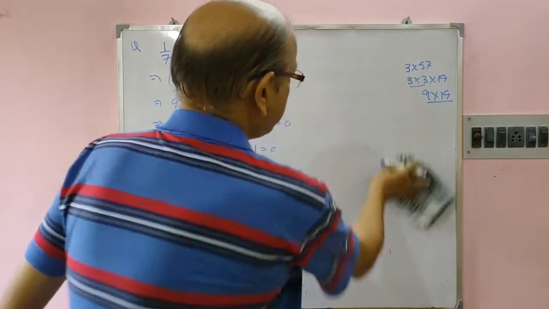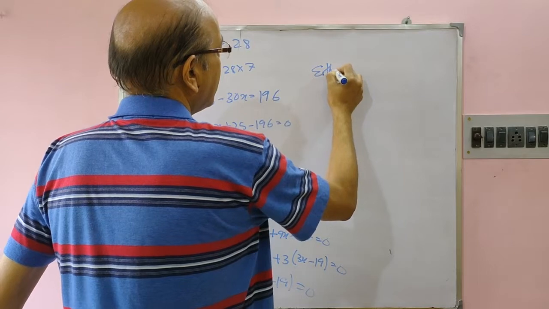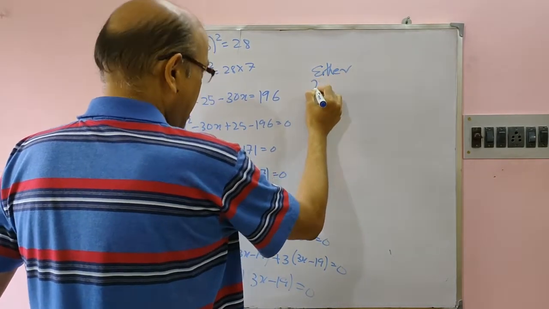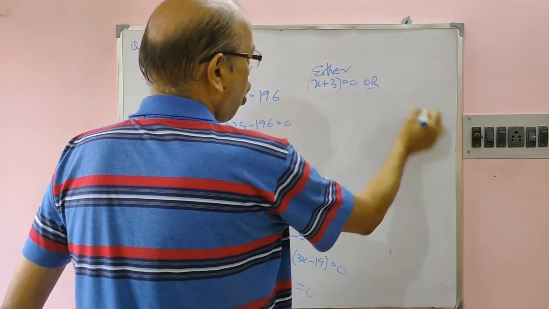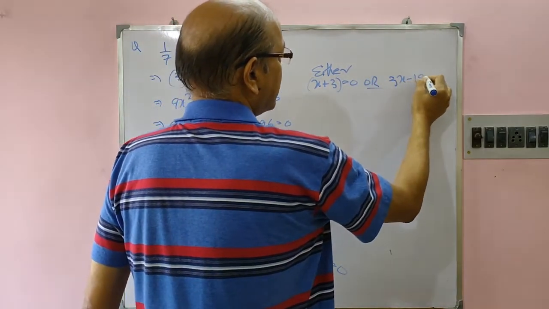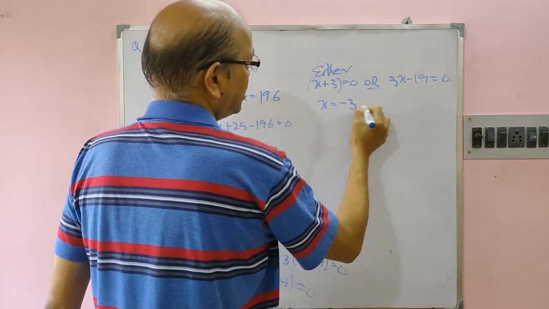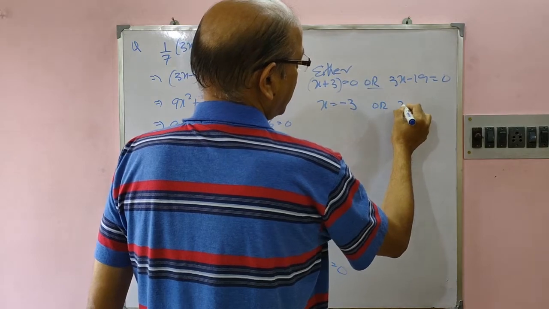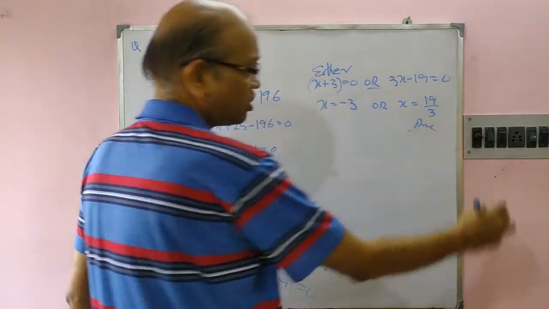Then either x plus 3 equals 0 or 3x minus 19 equals 0. In this case, x equals minus 3 or x equals 19 by 3. This is your answer.